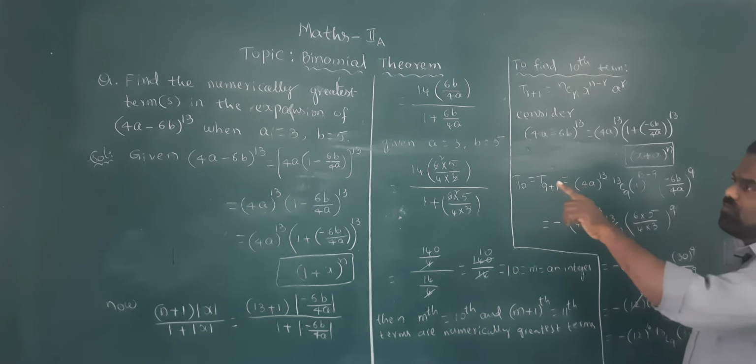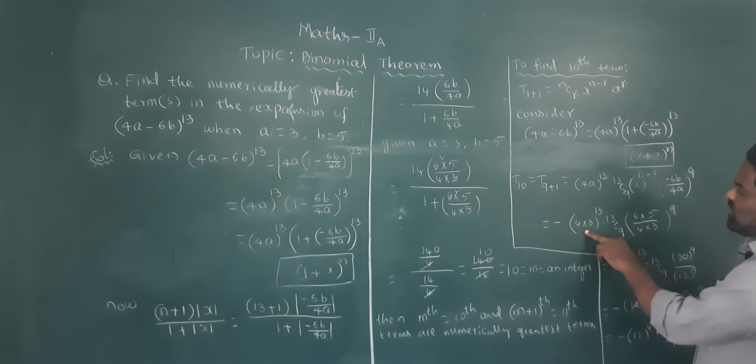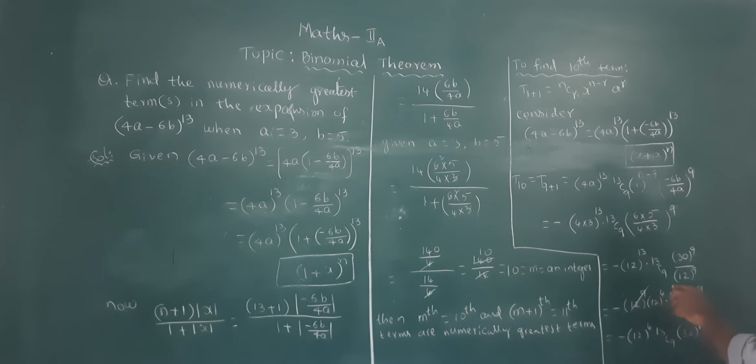Given a value 3, b value 5, put here. 4 3 is 12 power 13. This is 13C9. 6 5 is 30. 4 3 is 12. 12 power 13 can be written as 12 power 9, 12 power 4. Understand? This is nothing but like this. This is the required result.